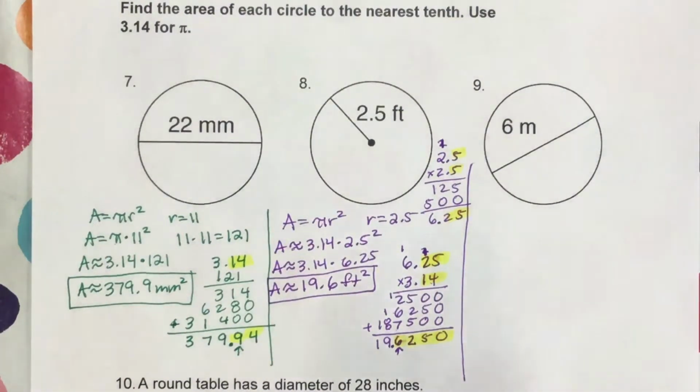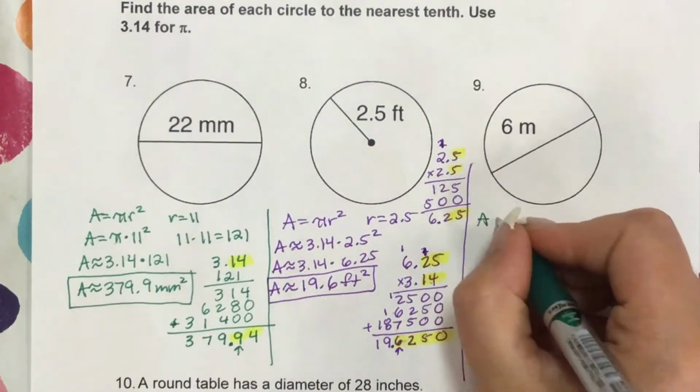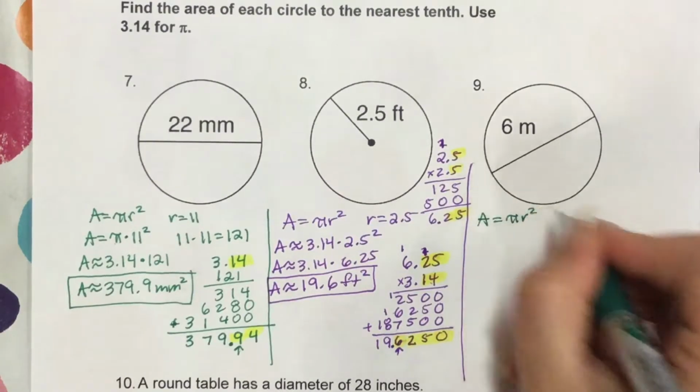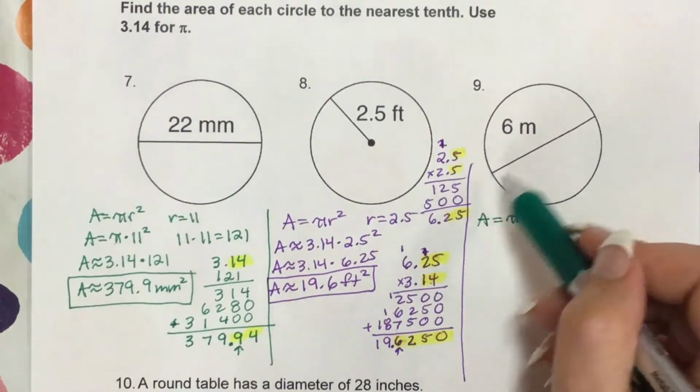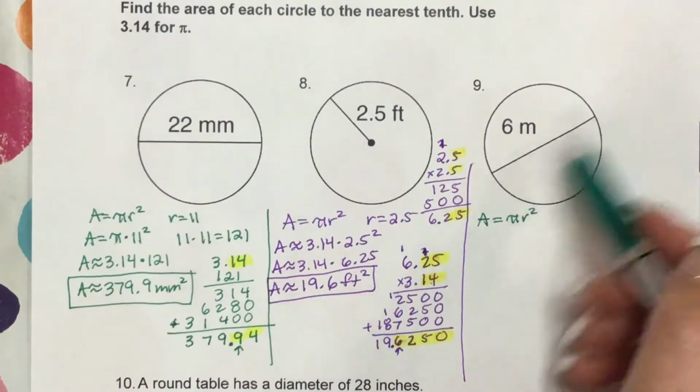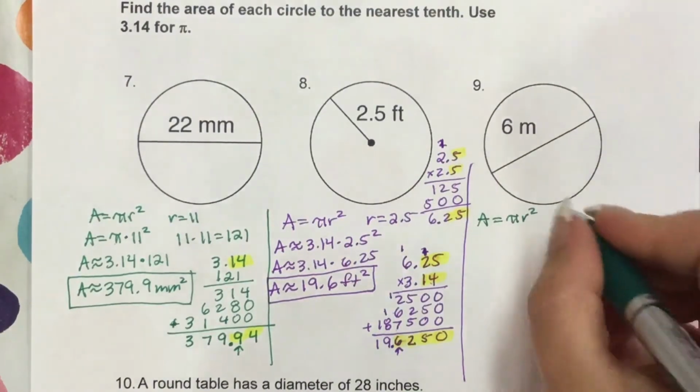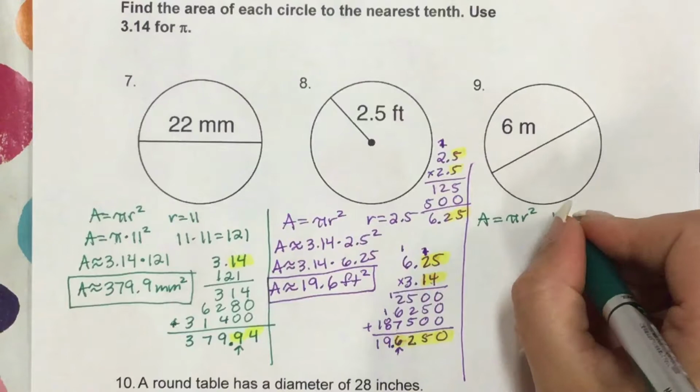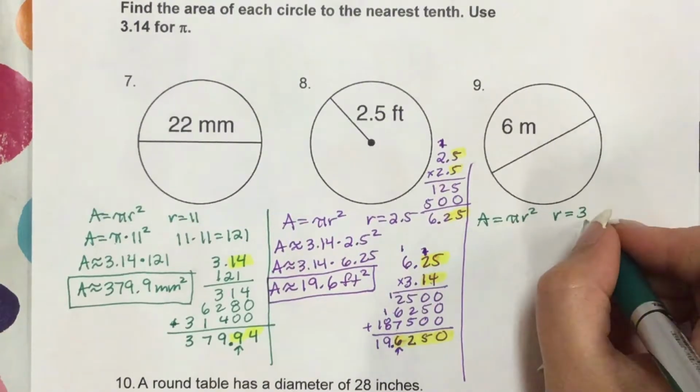Problem 9, we're finding the area, so we have to write that formula first. Area equals pi r squared. Our radius, now this is giving us a diameter. Our diameter is 6, which means our radius is actually going to be half of that. So half of 6 would be 3. So our radius is 3.